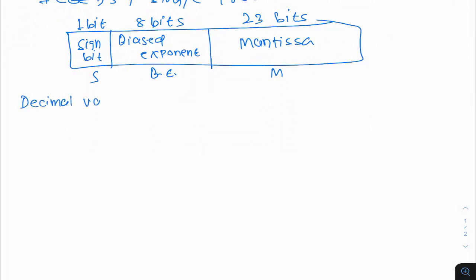there is a very standard, well-known formula. Its decimal value is given by minus 1 to the power sign bit S, multiplied by 1.M for the mantissa, into 2 raised to the power biased exponent minus bias. The bias value in the single precision format is 127. This is a standard value.